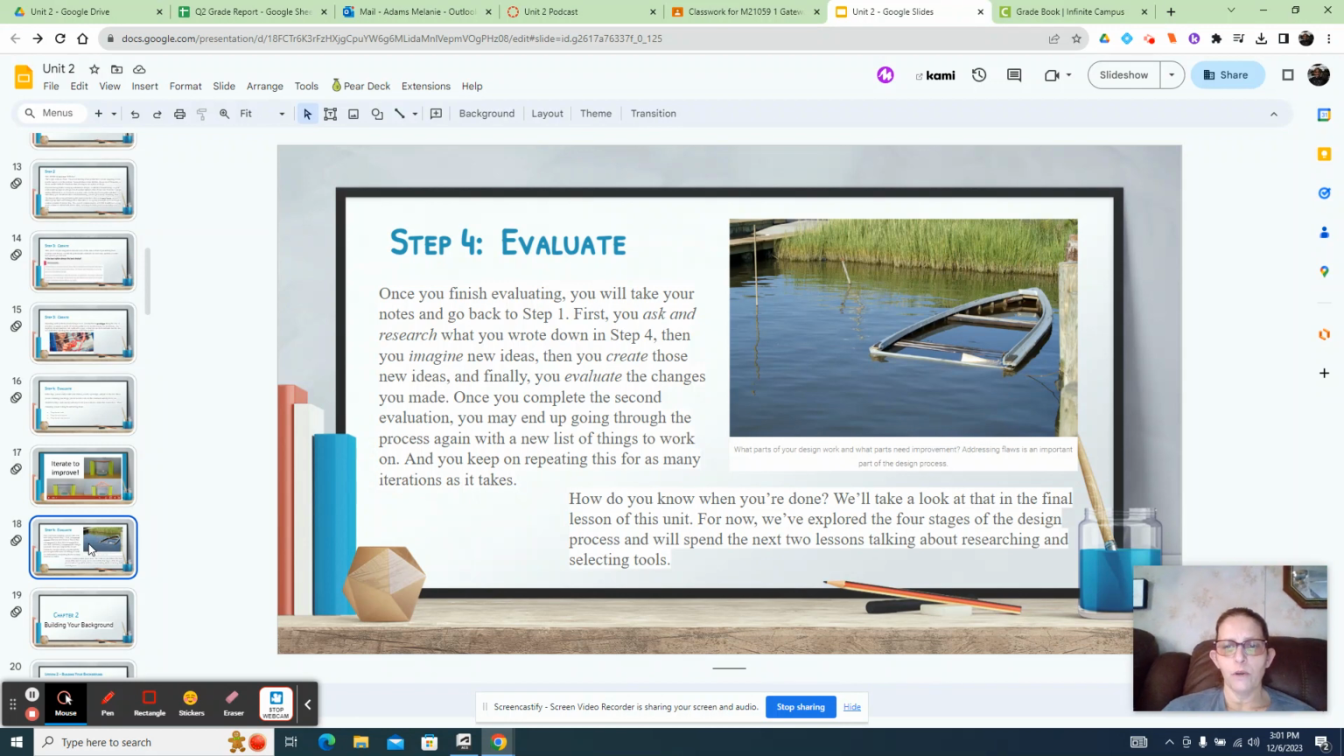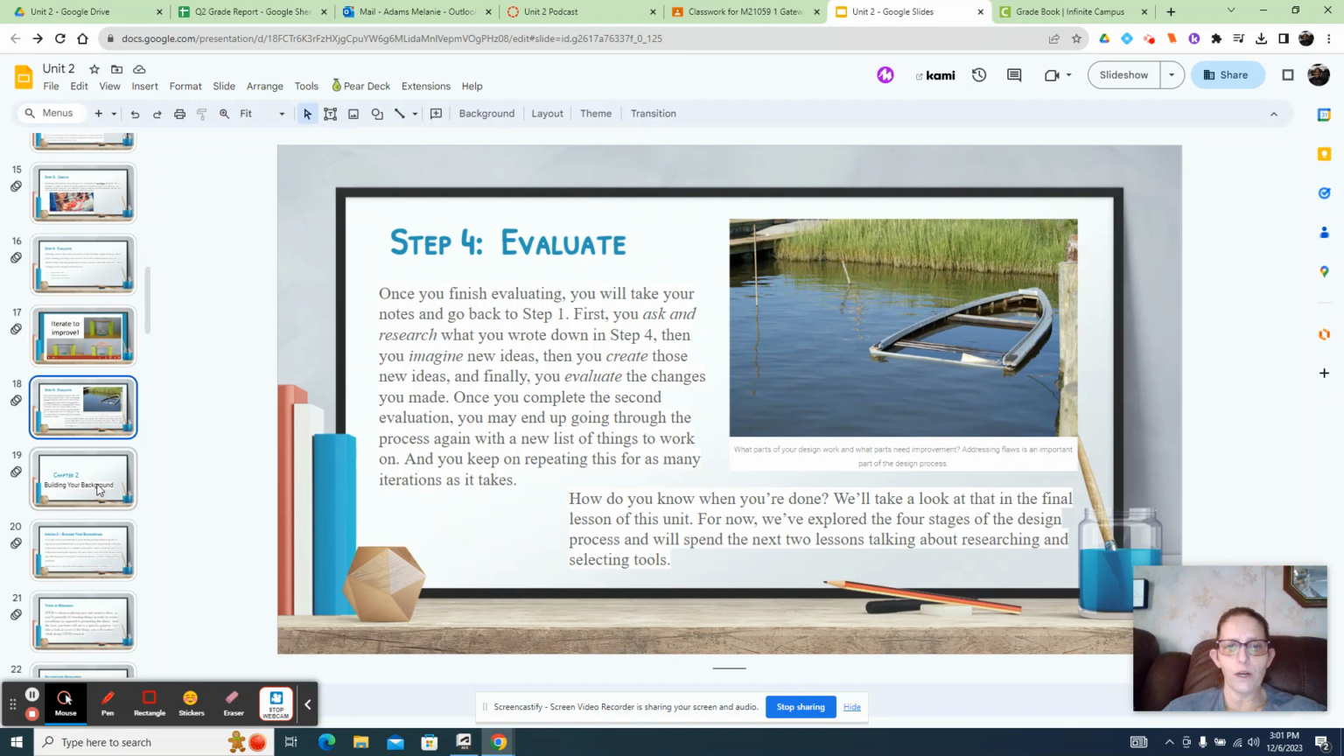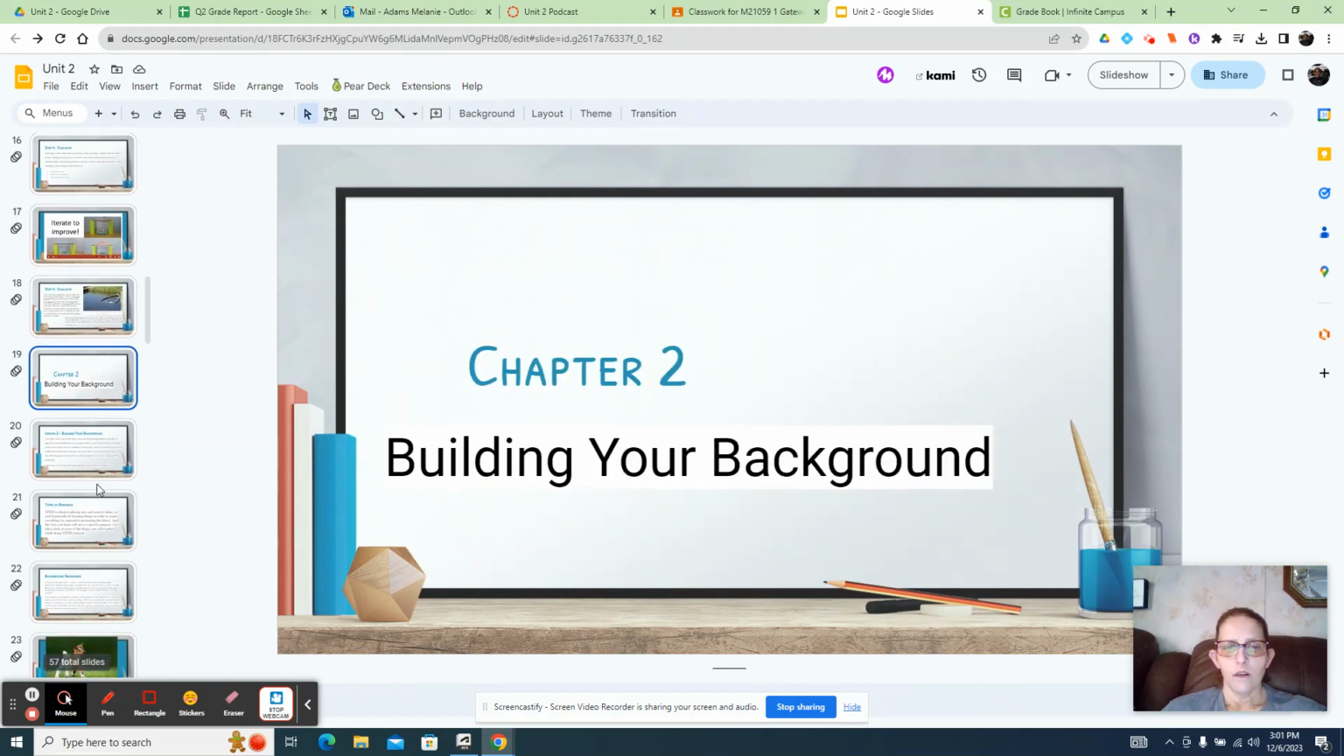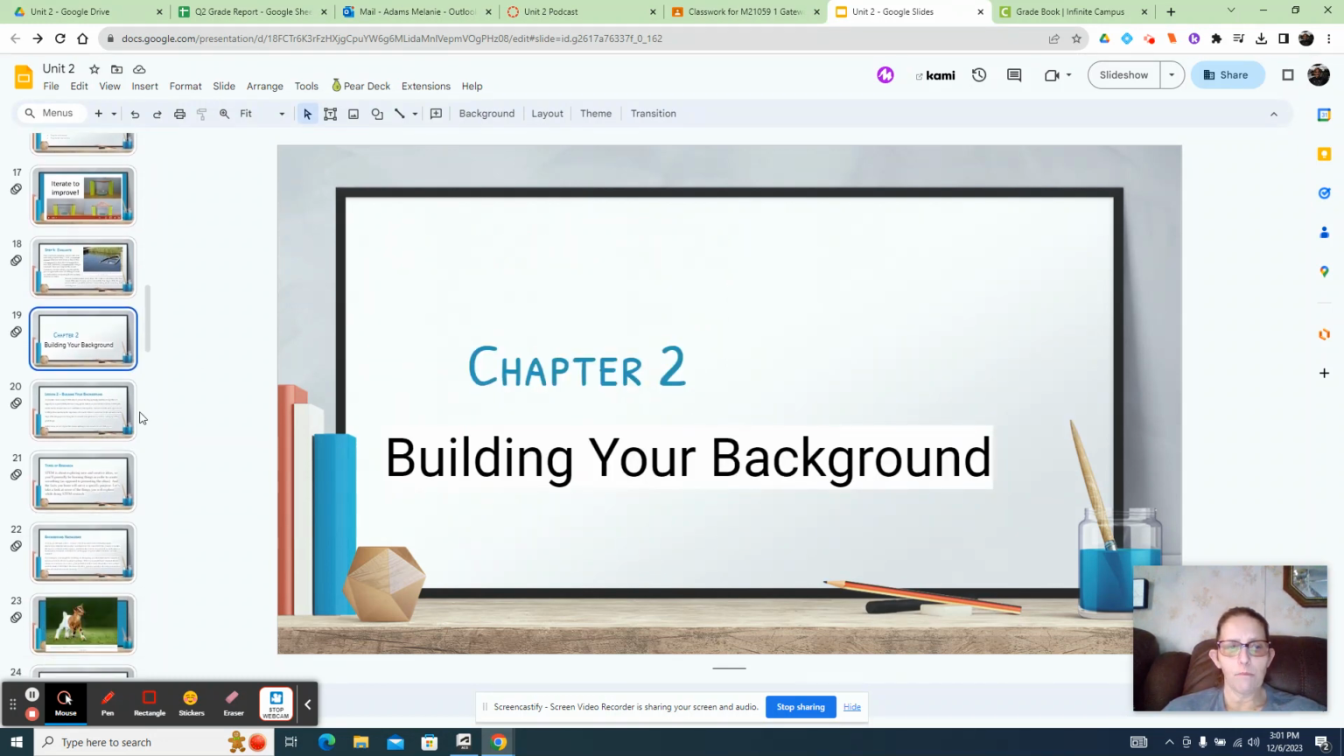And then evaluate. You're still evaluating. How do you know when you're done? When you take a look at the final lesson and unit, the 4 stage, you know you're done when you've answered all of the questions and you have made any changes, and all the criteria and constraints work, after you've evaluated that. And then chapter 2 talks about building your background.